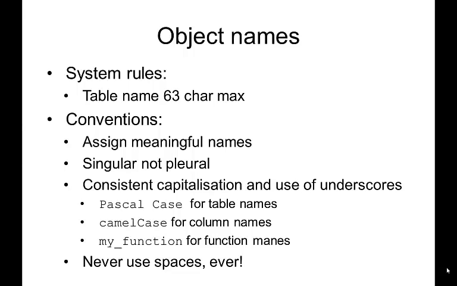But there are also conventions that you should consider applying to naming your objects, and we've touched on this before. One is to use meaningful names that are descriptive. Don't call it table 1, table 2, table 3, table 4. I know that's an extreme example, but it's not very sensible. Call it student, call it staff, call it address. So give them meaningful names.